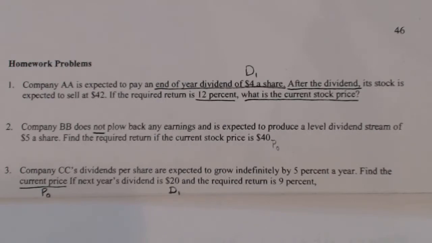D0 is something that's already been paid, the present payment that was already made, or the present value of it. D1 is going to be made in the future. After the dividend, its stock is expected to sell at $42. So that means after 1 year, that stock is expected to sell for $42. If the required return is 12%, what is the current stock price?